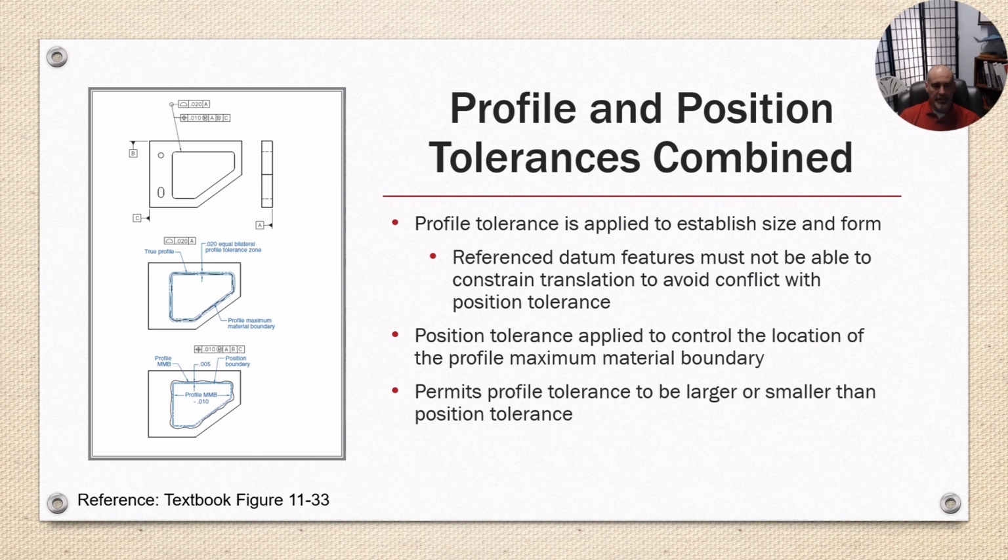And it permits the profile tolerance to be larger or smaller than the position tolerance. So if you don't care so much about the size of the feature, in this case it's a window going through the part, but you want to hold the position very tight, this would be the method to use. And the position tolerance creates a virtual condition boundary.